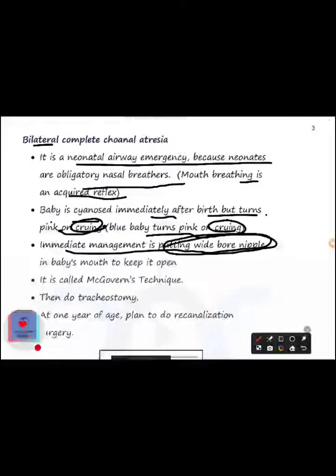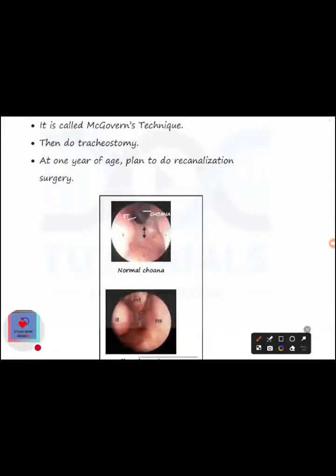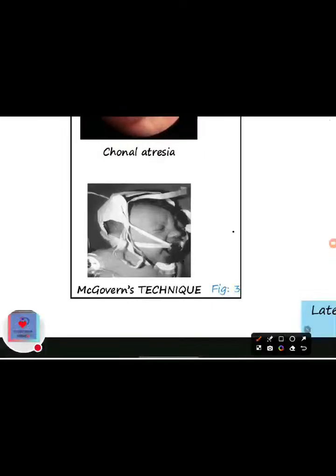Immediate management is putting a Guedel airway or nipple in the baby's mouth to keep the mouth open and breathe through the mouth. It's called McGovern's technique. Immediately after birth the baby is totally blue, and when stimulated the baby cries and turns pink. If you try to pass a nasogastric tube through the choana, the choana is blocked and the tube cannot enter the stomach. So you can put the nipple in the baby to help the baby breathe.